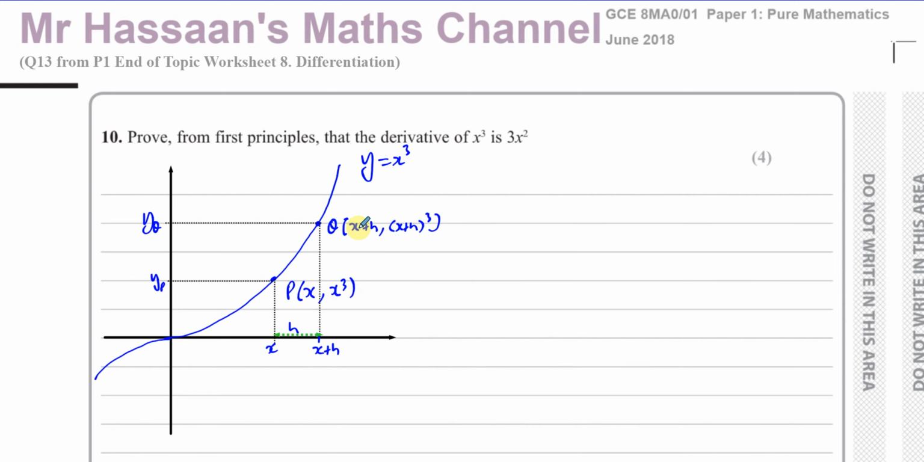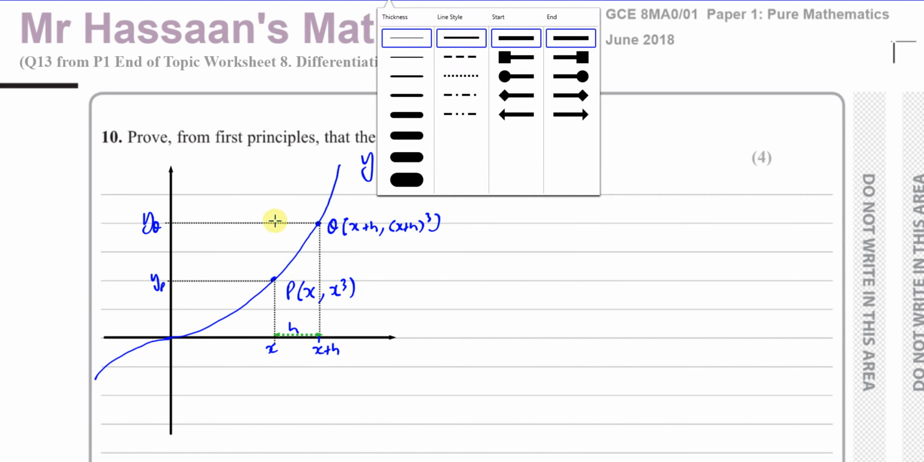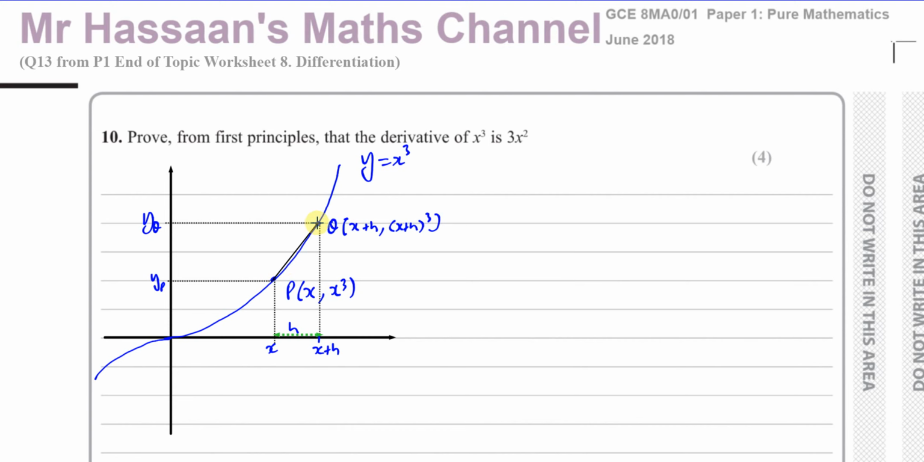Now what we're going to do here is find the gradient of this chord PQ, the gradient of the line between P and Q, as if it's a straight line. Well, it is a straight line between P and Q. We know that the gradient of a straight line is the change in y, y2 minus y1, over x2 minus x1. So we have, these are our 2 points.